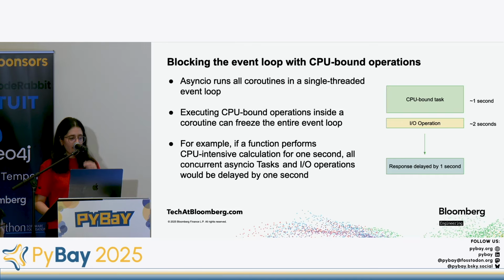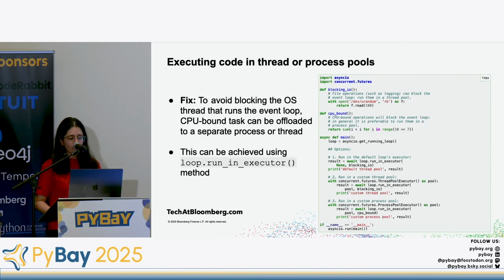The next mistake is blocking the event loop with CPU-bound operations. Asyncio runs all coroutines in a single-threaded event loop, and executing a CPU-bound operation inside a coroutine can freeze the entire event loop. As you can see in this image on the right, we have a CPU-bound task that runs for 1 second, and then we have an IO operation. So the response to the client is going to be delayed by 1 second, as the CPU-bound operation is going to freeze the entire event loop.